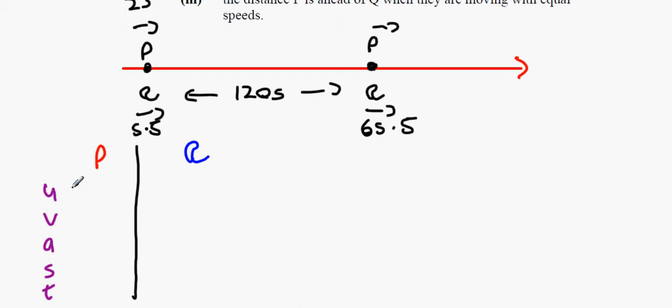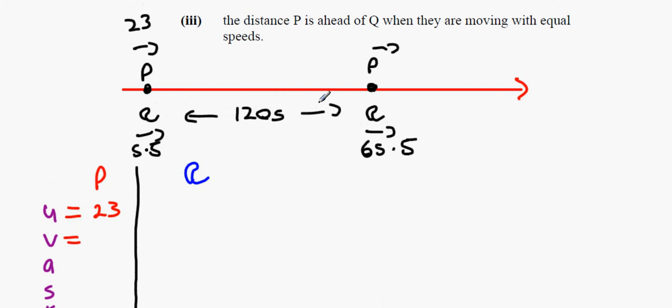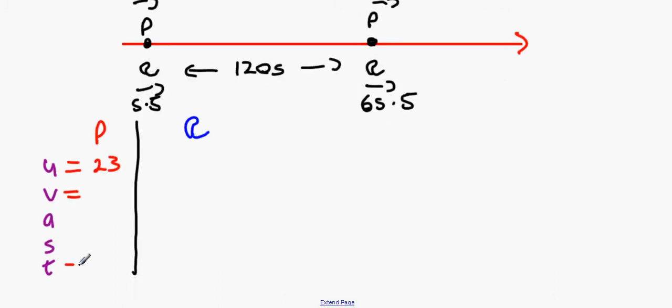So U for P, now this is for, let's say, the initial part of the journey. So for P, U is 23. Its final velocity we don't know. We're going to do it over the 120 seconds, from the point where they first pass each other to the point where they're both even again. So by using the full 120 seconds, it actually gives us more information. We don't know A and we don't know S for P. That's all we know for P.